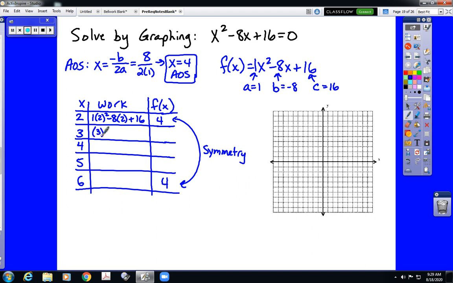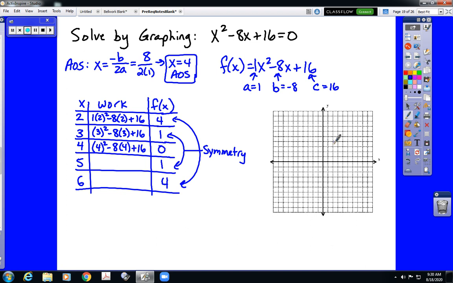Same thing for 3. Again, we don't need the 1. So 3 squared minus 8 times 3 plus 16. That would be 9 plus, minus 24 plus 16, which would be 1. Remember that symmetry says that is also the pairing that we'd end up with if we plugged 5 in. Finally, plug in 4 to find the vertex of the parabola, because it is the axis of symmetry. That would be 4 squared minus 8 times 4 plus 16. That would be 16 minus 32 plus 16 for 0.